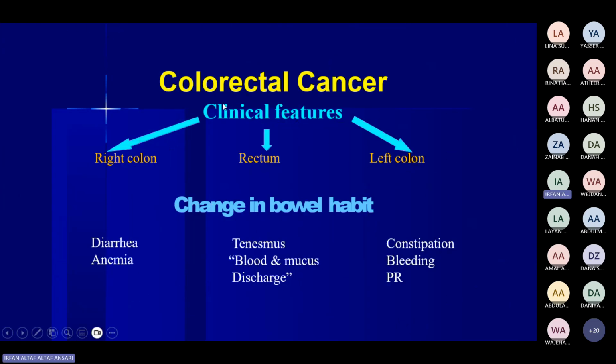So clinical feature: right colon usually has diarrhea, anemia; left colon has constipation, bleeding per rectum; and if the tumor is in the rectum, usually you have alternating diarrhea and constipation, and tenesmus. Tenesmus is pain while passing the stool. And you might also see blood and mucus discharge.